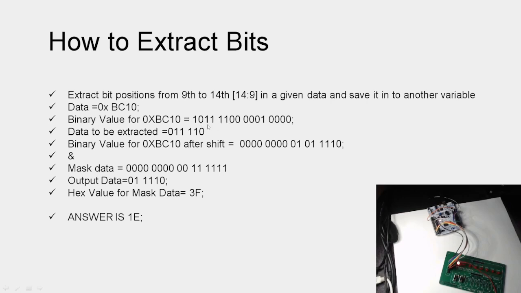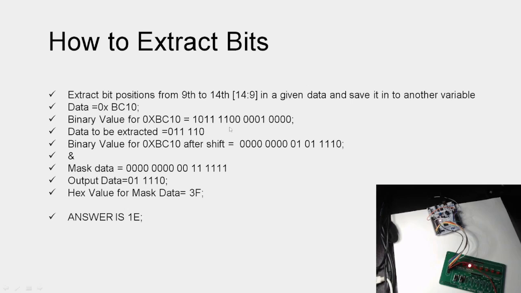From here to here we need to extract the data from 9th to 14th. So this is the 0th bit, 0 1 2 3 4 5 6 7 8 9. So it starts from here, from 9th to 14th bit we need to extract this data. We need to extract this data here.